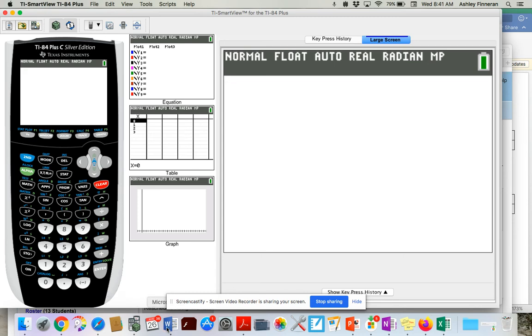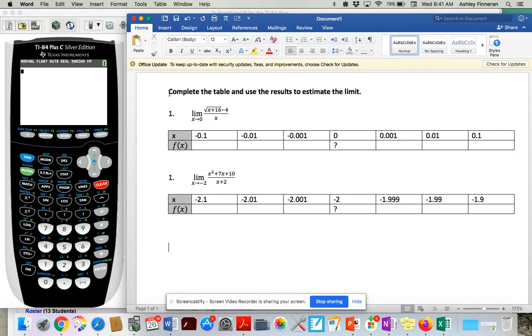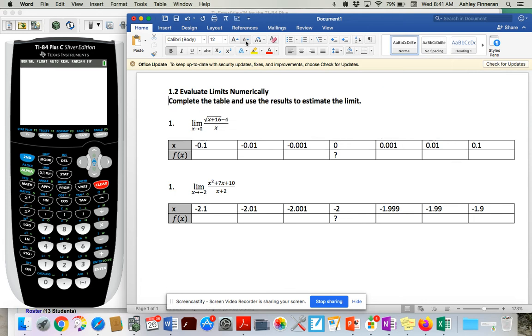Hello, today we're going to start evaluating limits numerically. We are still in section 1.2. Let me put a title on here for you really quickly.